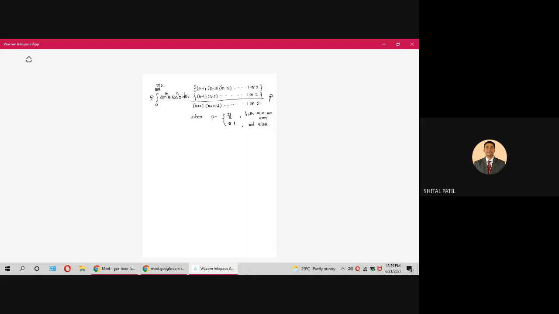0 to pi by 2. Please don't make any mistake while writing the formula. Write it. 0 to pi by 2, sin raised to m theta cos raised to n theta d theta is equal to m minus 1, m minus 3, m minus 5 until we get 1 or 2. Remember that we should not get 0, we should not get negative numbers.